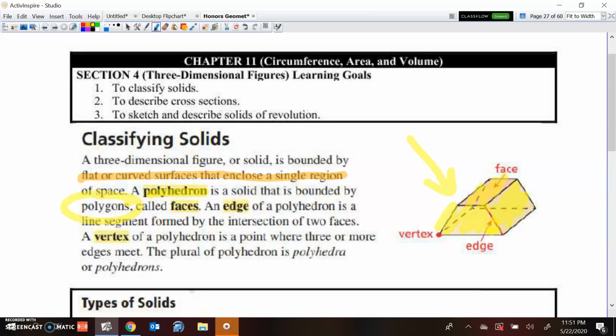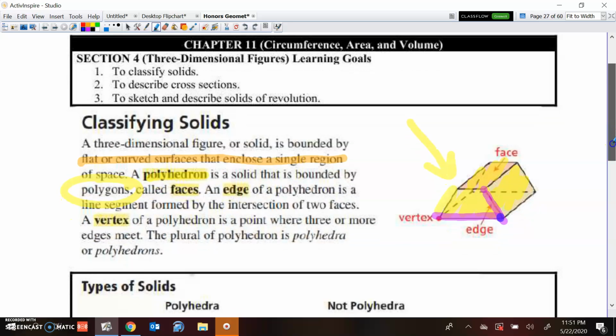Now all of the polygons that make up the sides of our polyhedron are considered faces. Okay, now whenever two faces meet, that's known as an edge. And then when two edges meet, this point where they meet is known as a vertex. Okay, and then this is a cool thing. The plural of a polyhedron is either polyhedra or polyhedrons.